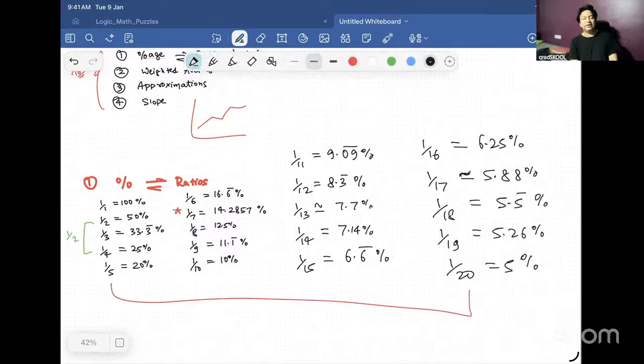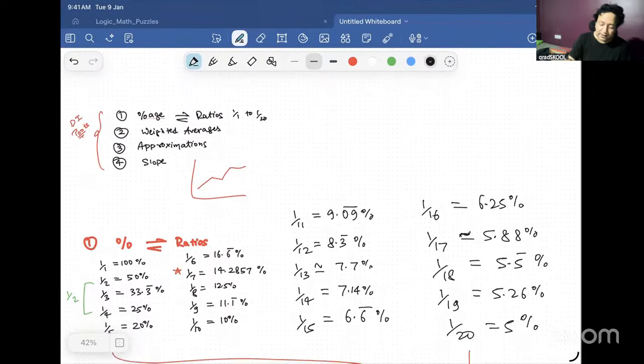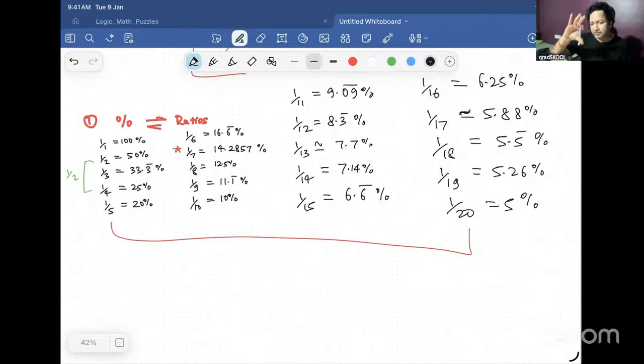This is something which is going to help you a lot. Now, how is it going to help you? I will discuss 5 to 6 different quick problems, and you'll be able to understand how it's going to help you. But before that, this is percentage to ratios and vice versa. So these are the ratios from 1 by 1 to 1 by 20, which is very helpful.